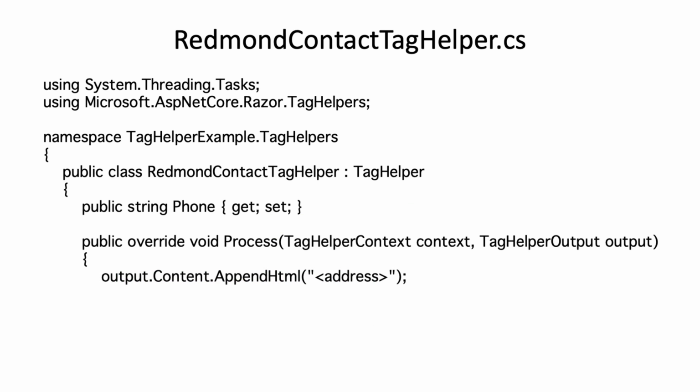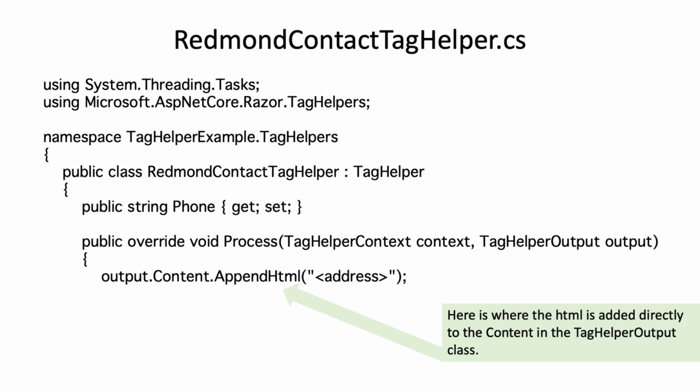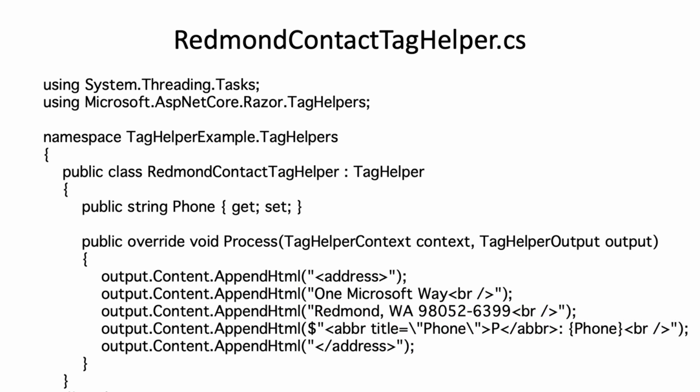So here's our first bit of output, and in the output there's a number of things you can choose, but content append HTML, you don't want to replace the HTML, you want to append to it. And notice we're sticking in HTML, it's added directly to the content in the tag helper output class. And there's some more. So we're putting in an address at the bottom, the end of the address.